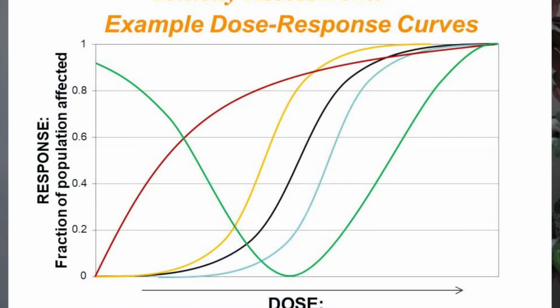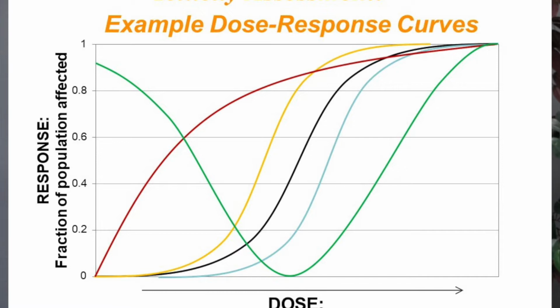So with that, I think we're going to switch to dose, the second component that's important to the definition or characterization of risk. And slide 22 shows various complicated dose response curves.